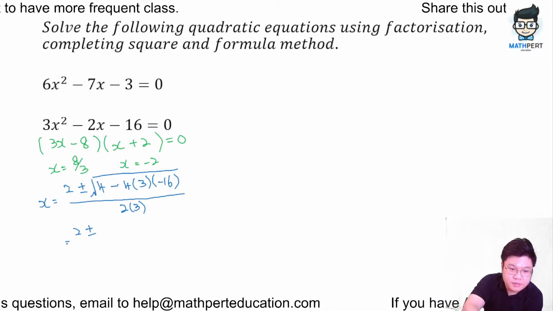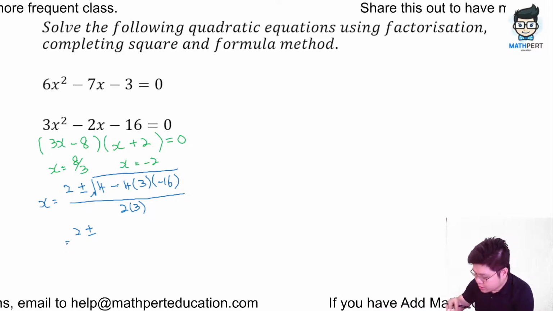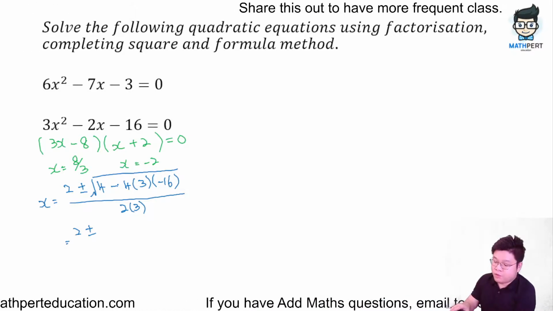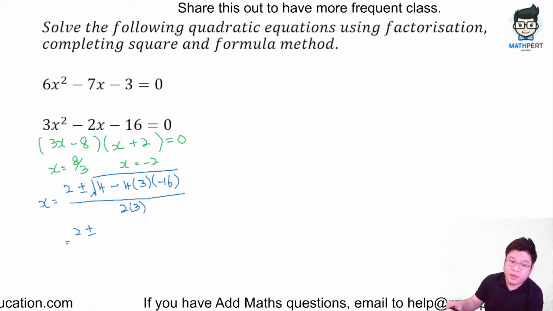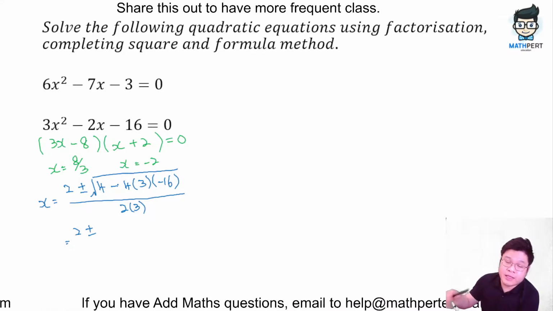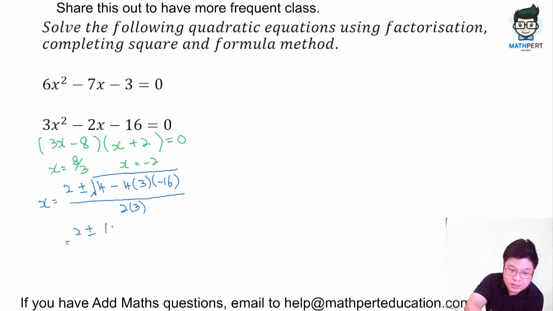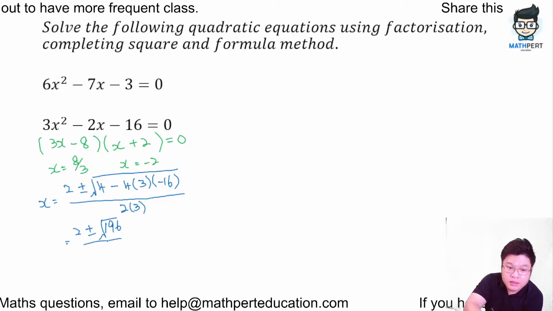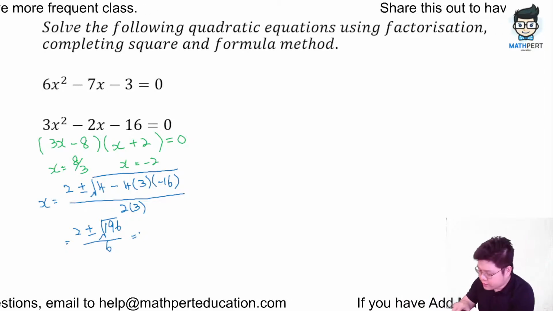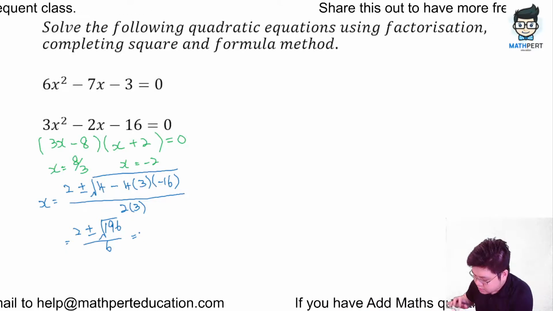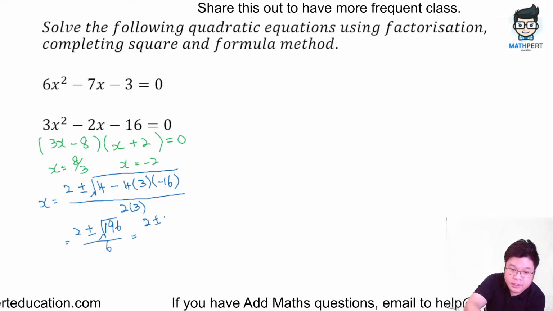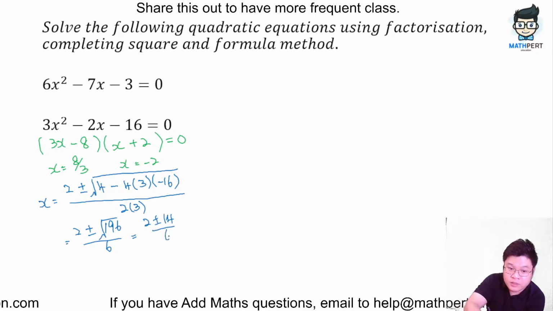Minus 4 times 3, 12. 12 times negative 16, I get negative 192. Negative, negative becomes plus. 192 plus 4 is 196. Divided by 6. So square root of 196, you get 14. So meaning 2 plus minus 14 out of 6.